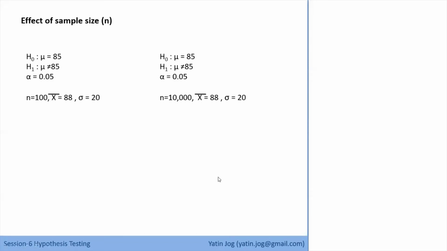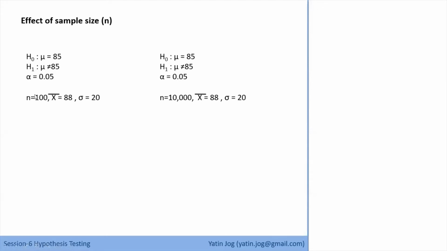Effect of sample size. What is the effect of a larger sample size? I'll consider one problem. H0 is mu equal to 85. That is my null hypothesis. So H1 becomes mu not equal to 85. And alpha I'm keeping constant at 95%, so the significance level is 0.05.